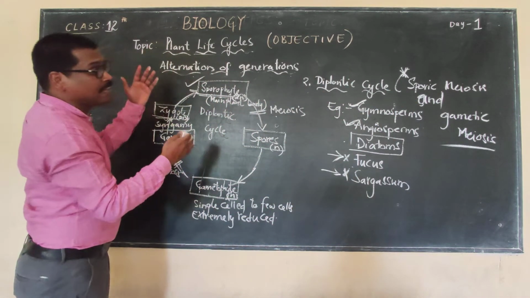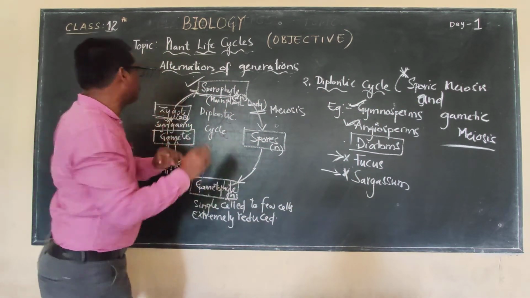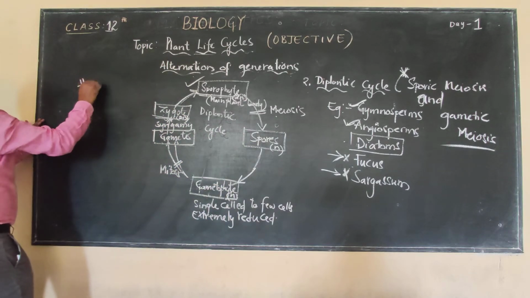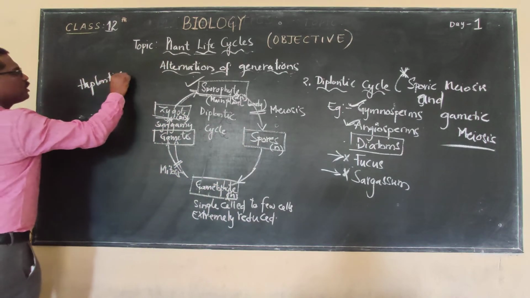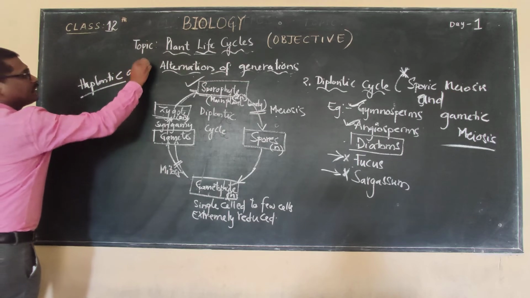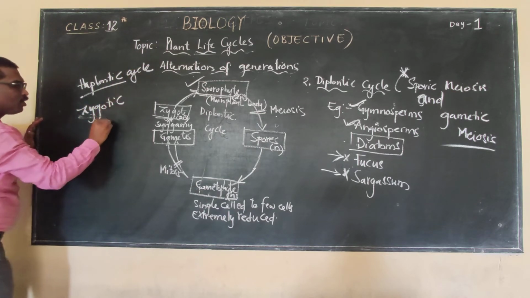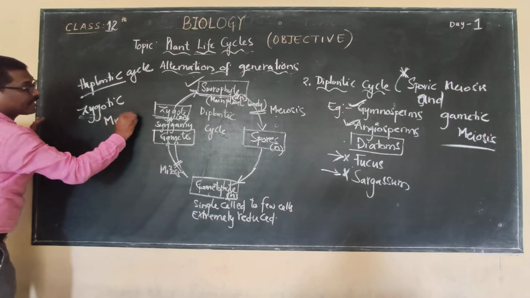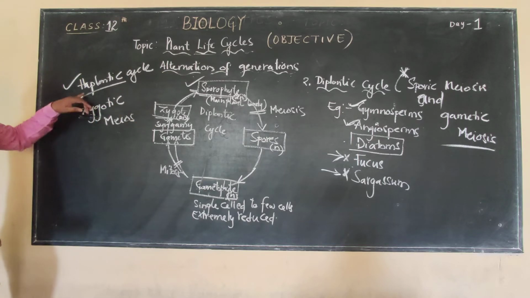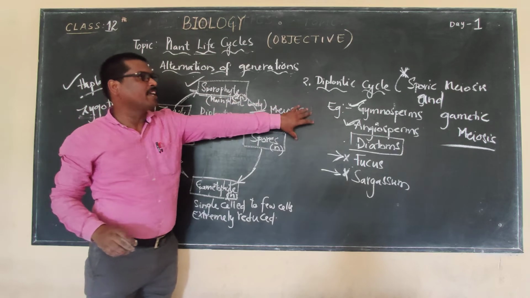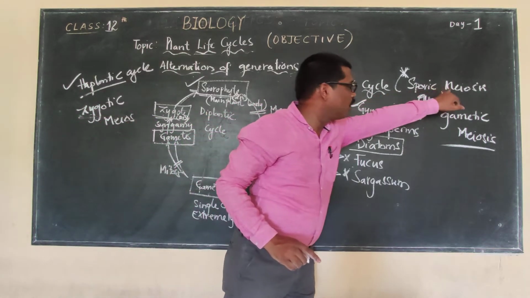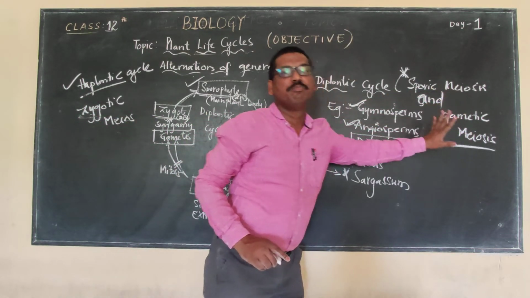Because if you see in the haplontic life cycle, please remember, another point that we have to remember is that they will undergo zygotic meiosis. They will undergo zygotic meiosis in the case of the haplontic life cycle. But here in the diplontic life cycle, they will be undergoing sporic meiosis and gametic meiosis.